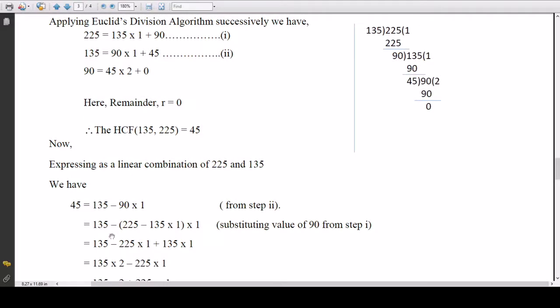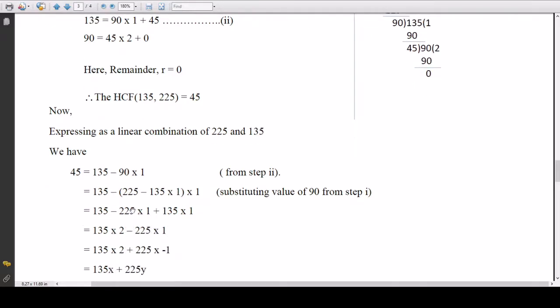This we are getting from step 2. And the next step, what we'll do, you'll keep this 135 and this 90. You see in step 1 remainder we are getting 90, and this 90 will be 225 minus 135 multiply 1. Instead of this 90, you will substitute the value of 90 from equation number 1, which is 225 minus 135 multiply 1. Again this 90 multiply 1, you keep as it is. You just change the value of this 90.